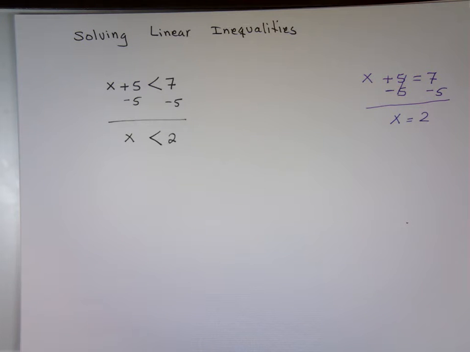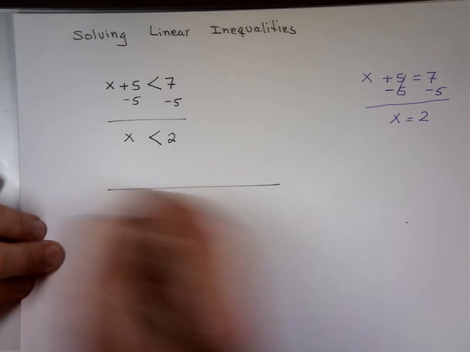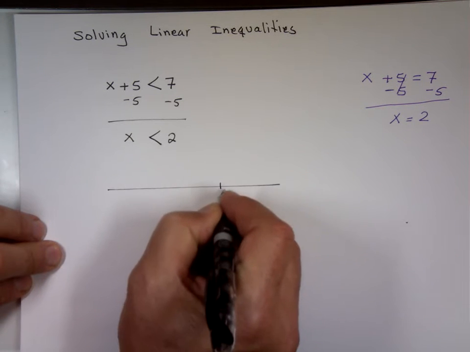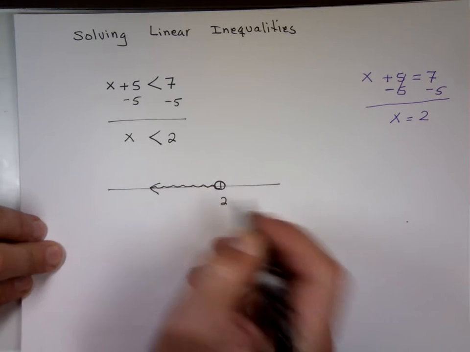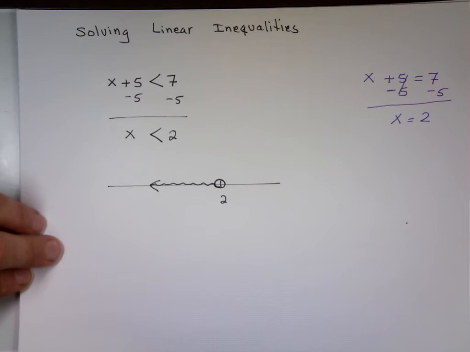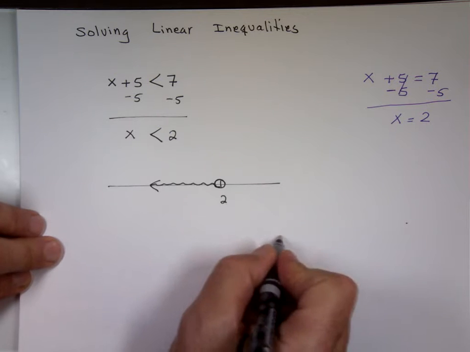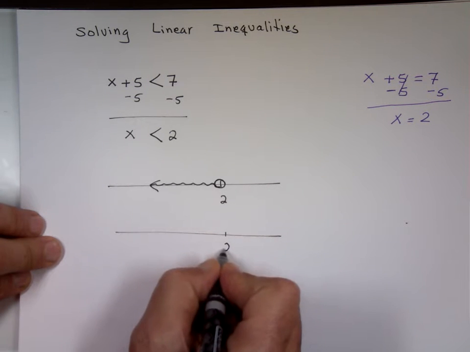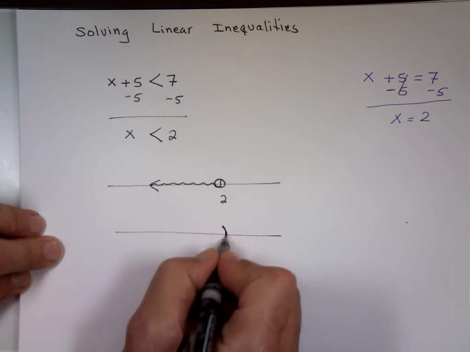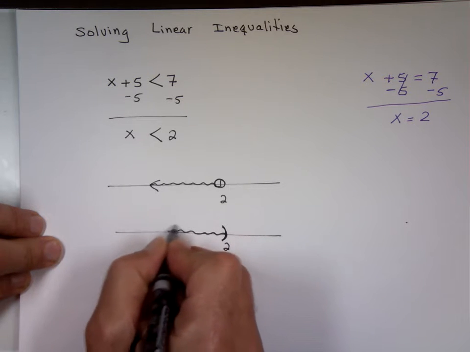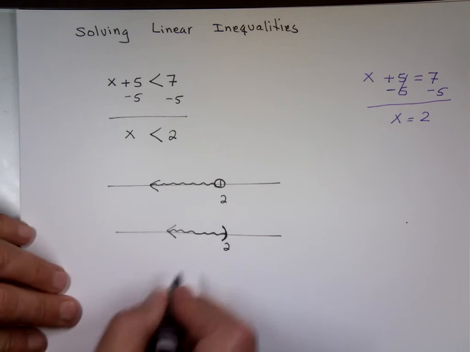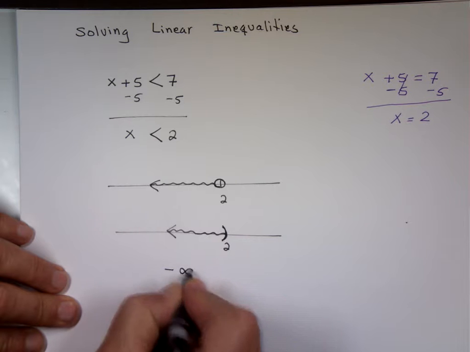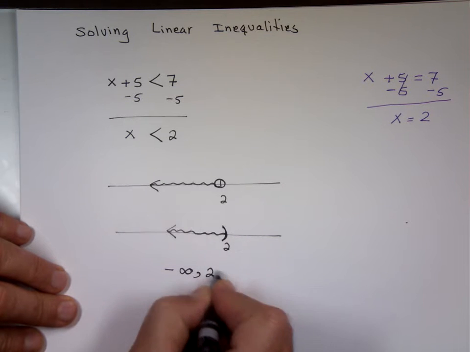When you graph that again, here we go. There's the 2. It's less than 2, not included. There is the 2, if you use the new notation. And if you use interval notation, you answer from where to where? Negative infinity to 2.